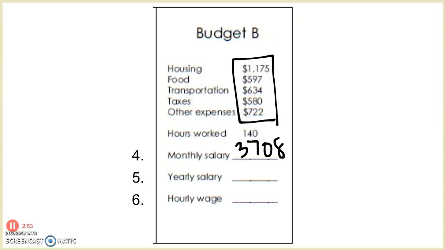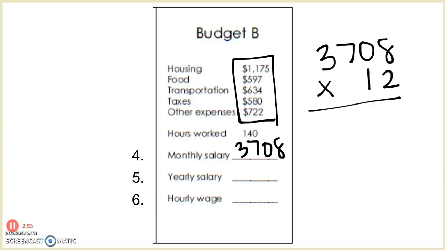Now, how do I find the yearly salary? Look at your notes to see if you can find how to find the yearly salary. In order to find the yearly or the annual salary, we multiply the monthly income by 12. So let's multiply 3,708 times 12. 2 times 8 is 16. 2 times 0 is 0. Plus 1 is 1. 2 times 7 is 14. 2 times 3 is 6. Plus 1 is 7. Go ahead and add your placeholder.